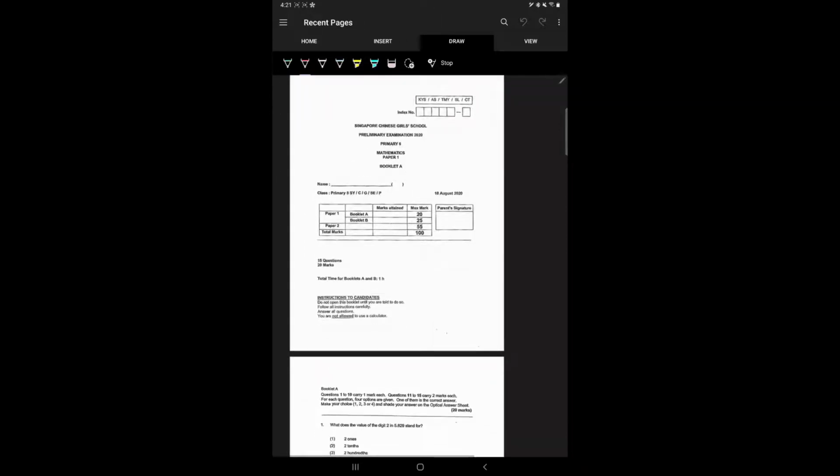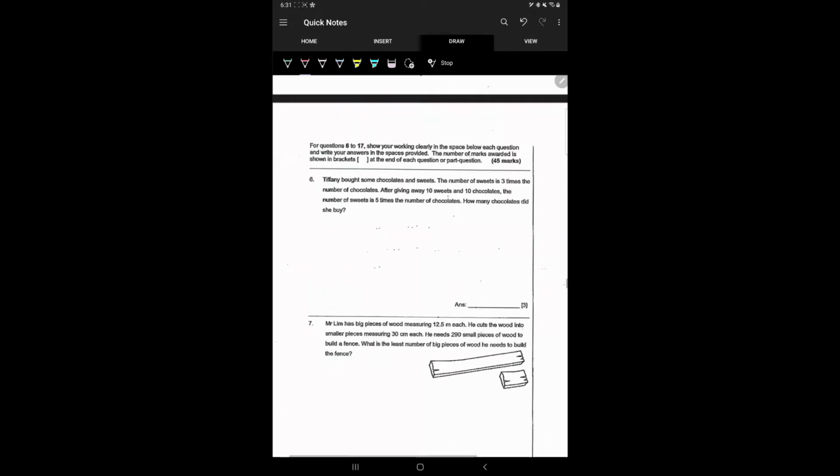Alright, so I'll be going through this paper over here, so let's begin. After giving away 10 sweets and 10 chocolates, the number of sweets is 5 times the number of chocolates. How many chocolates did she buy?